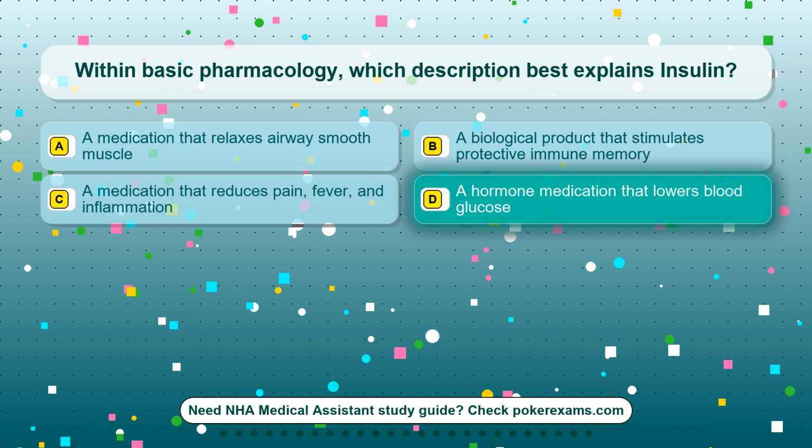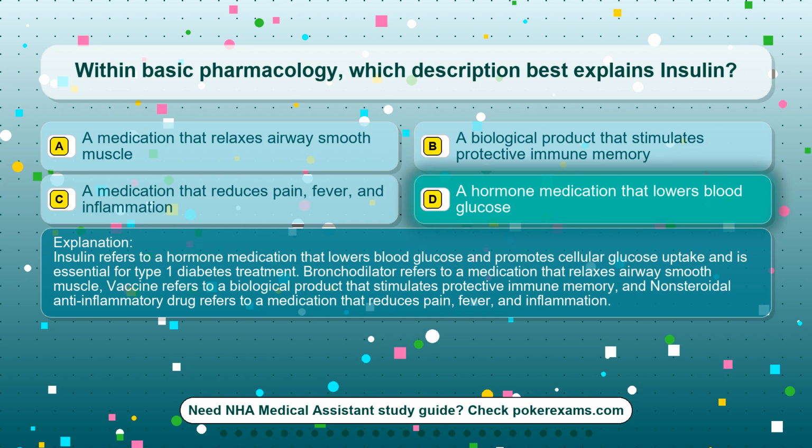The correct answer is option D. A hormone medication that lowers blood glucose. Insulin refers to a hormone medication that lowers blood glucose and promotes cellular glucose uptake and is essential for type 1 diabetes treatment. Bronchodilator refers to a medication that relaxes airway smooth muscle. Vaccine refers to a biological product that stimulates protective immune memory, and nonsteroidal anti-inflammatory drug refers to a medication that reduces pain, fever, and inflammation.